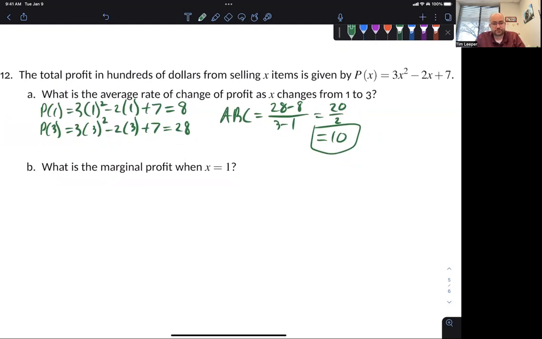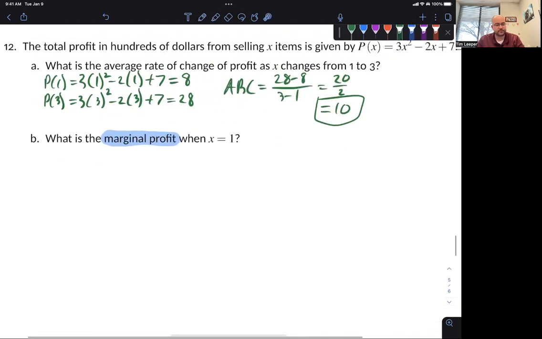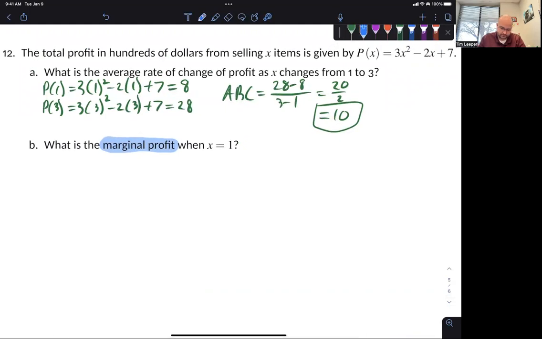Now question B asks, what is the marginal profit when X equals 1? Now, because we want to look at marginal profit, the term marginal really means we want to find the instantaneous rate of change, aka the derivative at X equals 1. So I only want to know when X equals 1 here, and I don't have any other values. So I'm going to just do the instantaneous rate of change at exactly 1. So the marginal profit here, I'm going to abbreviate as MP.